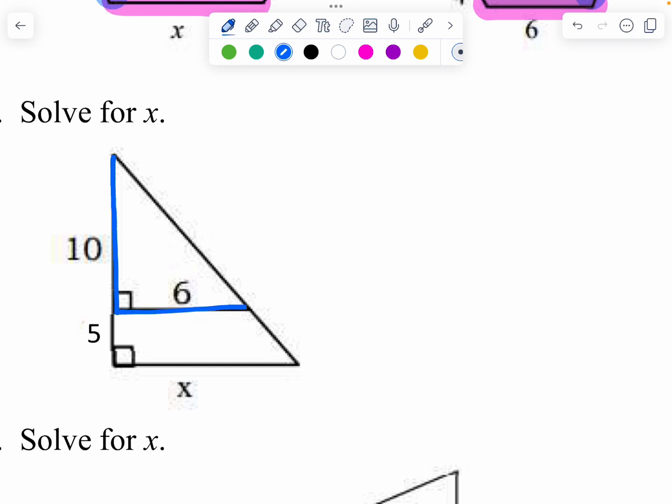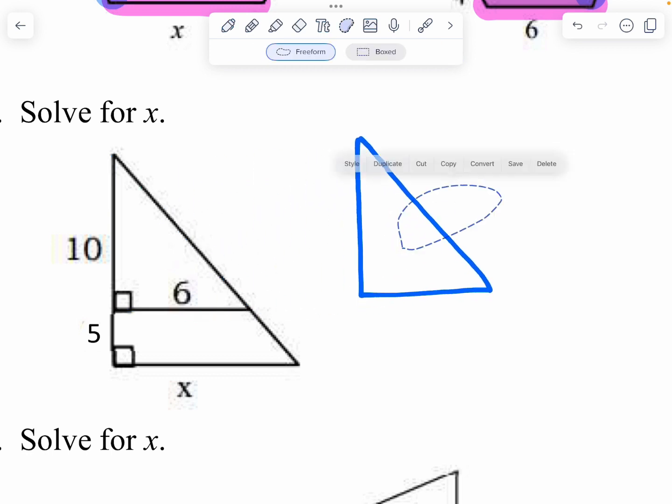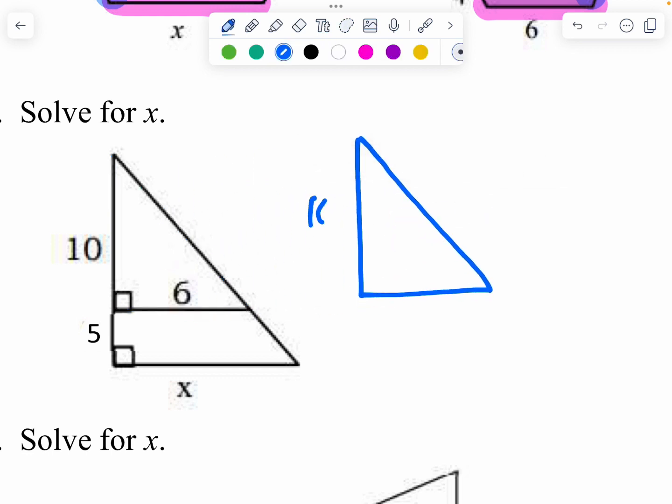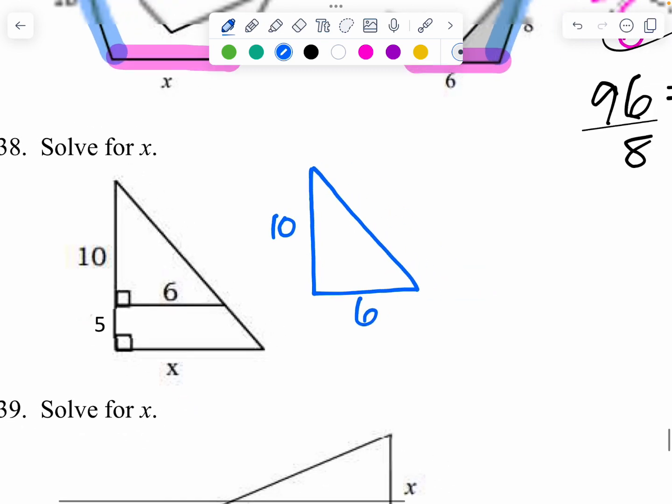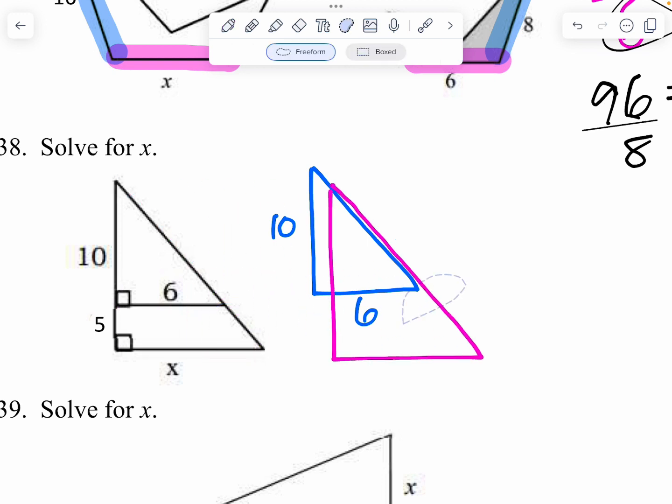Number 38. There was one thing that we had to do for number 38, which was kind of weird. I don't know if you remember, but we drew these two triangles separately. Okay, see when you have two triangles on top of each other, you have to be really careful about what they represent. Here's the other one. Do you see these two triangles right here? I'm going to move this over here.